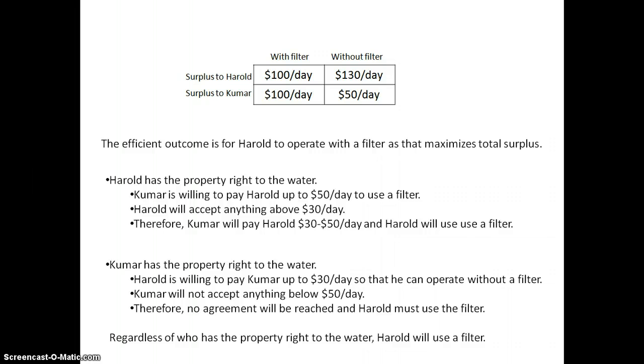So for example, if hiring a team of lawyers costs Kumar the equivalent of at least $20 a day when Harold has the right to the water, the cost of negotiation plus the payments Kumar makes to Harold would add up to more than $50 a day, and Kumar would be better off just doing nothing and suffering with the dirty water instead.